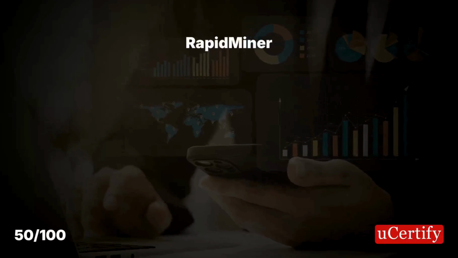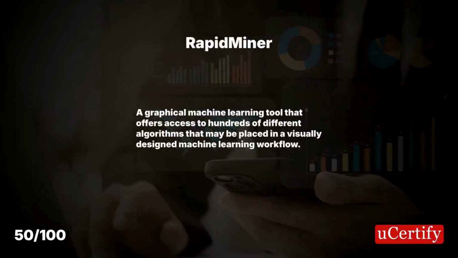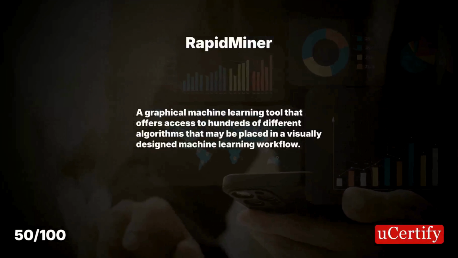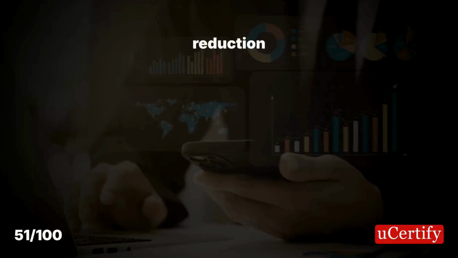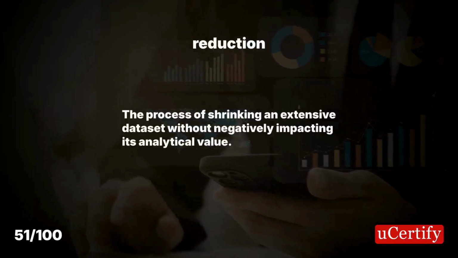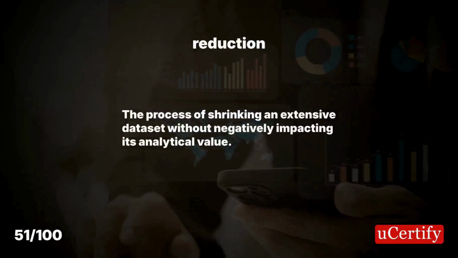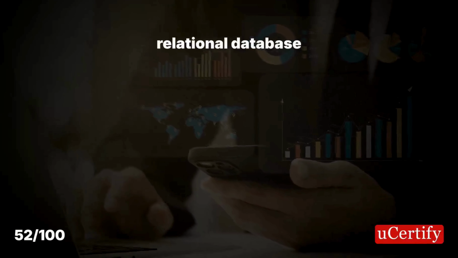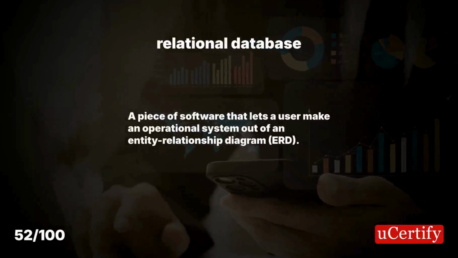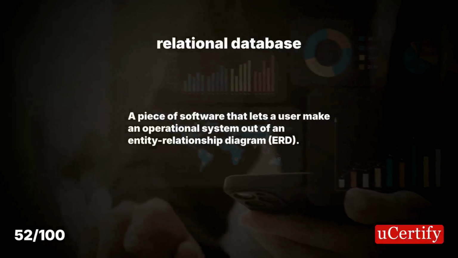Term: RapidMiner. Definition: a graphical machine learning tool that offers access to hundreds of different algorithms that may be placed in a visually designed machine learning workflow. Term: reduction. Definition: the process of shrinking an extensive dataset without negatively impacting its analytical value. Term: relational database. Definition: a piece of software that lets a user make an operational system out of an entity relationship diagram, ERD.